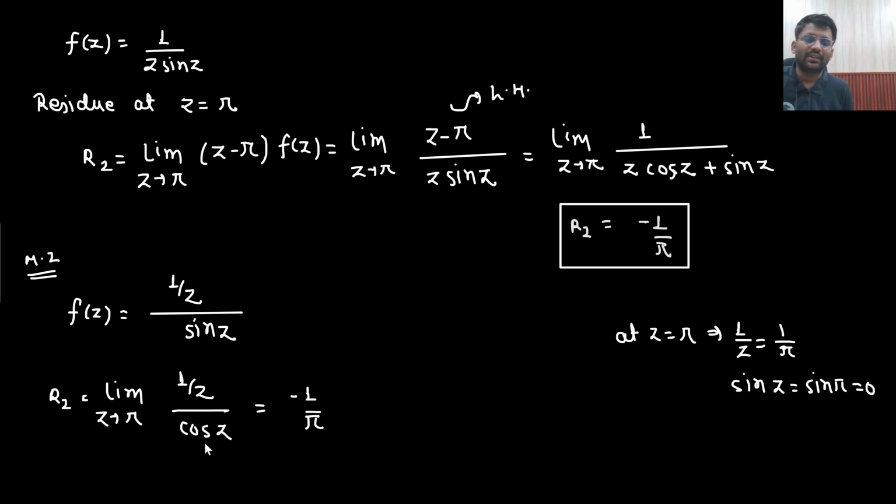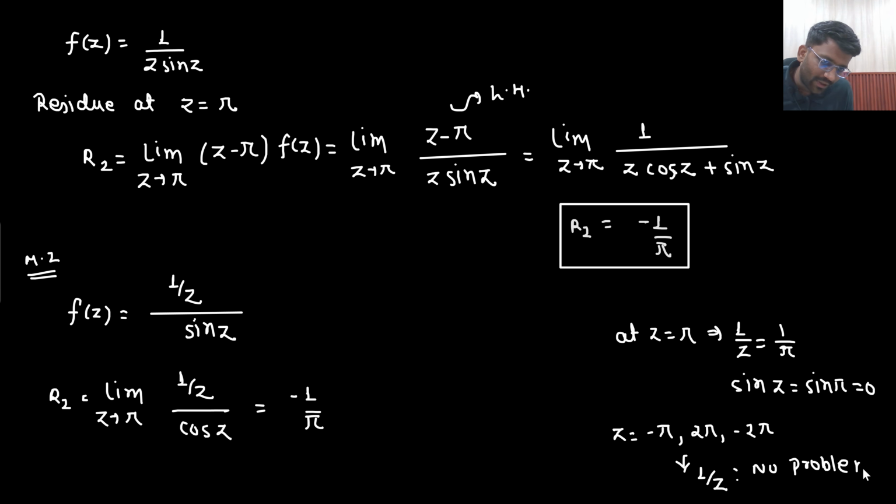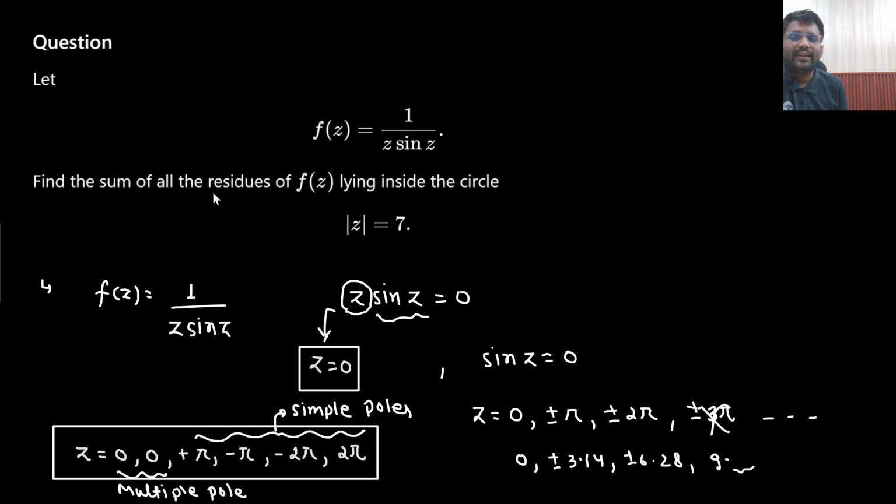Why is that so? Because nowhere, whether you are at minus pi, at 2 pi, or at minus 2 pi, is 1 by z creating any problem. 1 by z is saying no problem there, I am not coming in the singularity. So 1 by z was creating the problem only at z equals to 0.